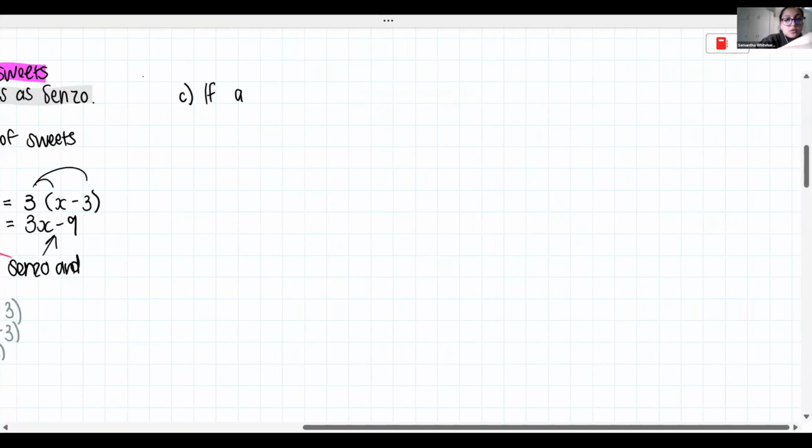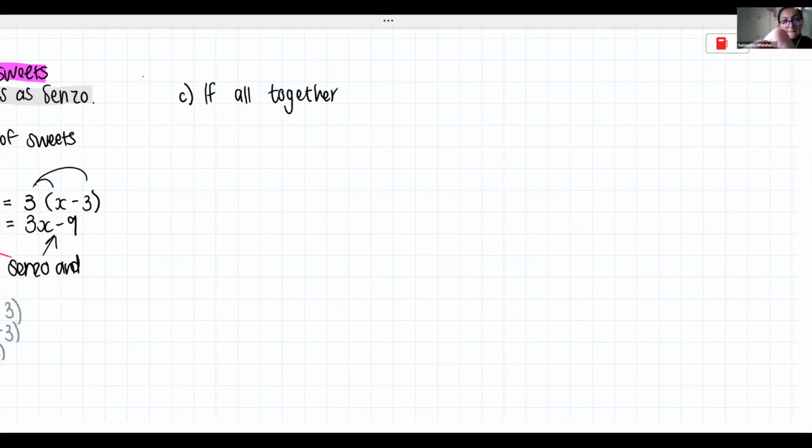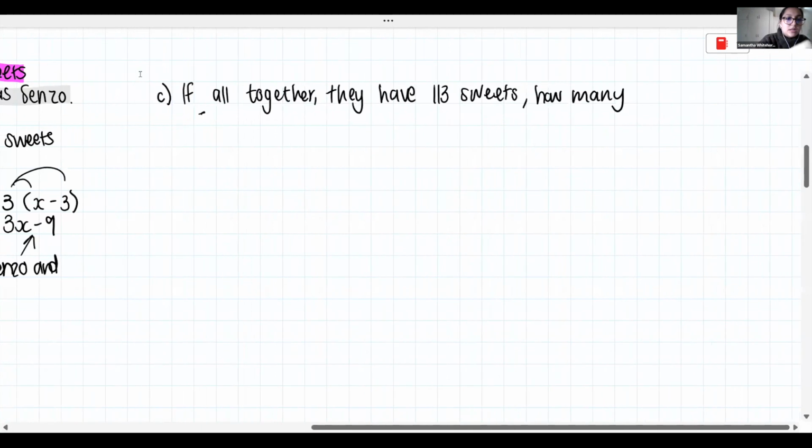If altogether they have 113 sweets, how many sweets did each child have?